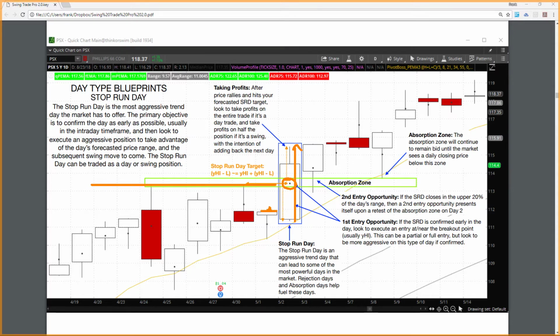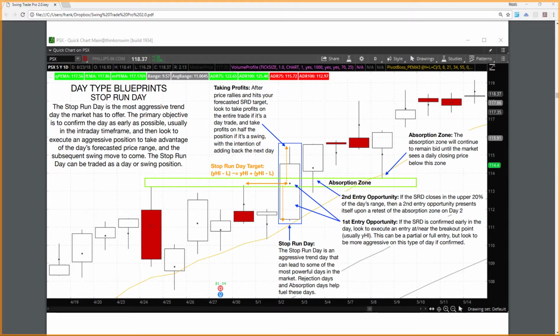So remember, the stop run day is the most aggressive trend day the market has to offer. The primary objective is to confirm the day as early as possible, usually in the intraday time frame, and then look to execute an aggressive position to take advantage of the day's forecasted price range and the subsequent swing move to come. The stop run day can be traded as a day or swing position.